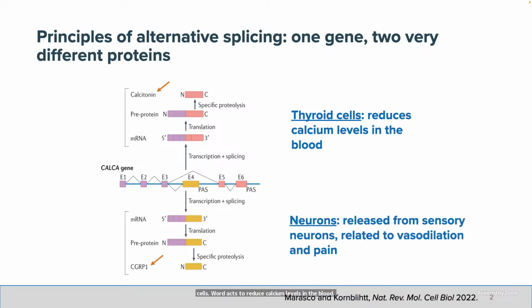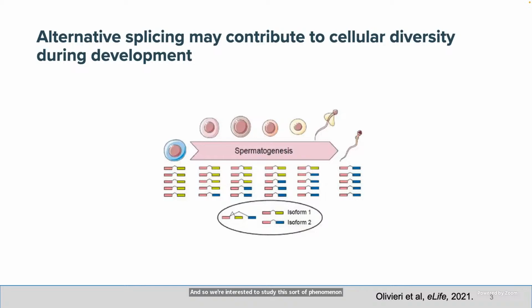Alternatively, it can be spliced where it includes the yellow exon, and this ends up producing a totally different protein that is expressed only in neurons, where it is released to control vasodilation and pain pathways. So not only is this process leading to two different functioning proteins, those proteins are also expressed in a very cell type specific manner. And so we're interested to study this sort of phenomenon more globally to see how these trends contribute to cell diversity.